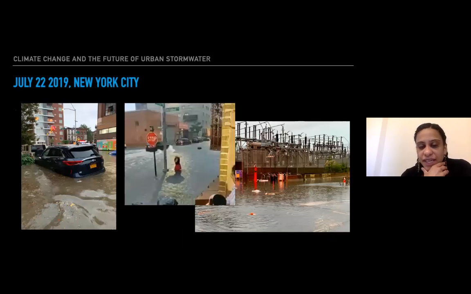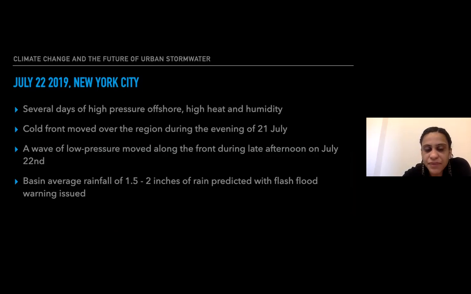So I just want to give a case study of an example of when our stormwater system is overwhelmed and the impacts that can occur. One recent example happened in July of 2019 in New York City. Here are some examples of the flooding that occurred throughout the city, primarily in Brooklyn and Queens. This storm resulted from several days of high pressure offshore. It was very hot and humid, and then a cold front moved through the region during the evening of July 21st. Following that, a wave of low pressure moved along the cold front in the late afternoon of July 22nd.